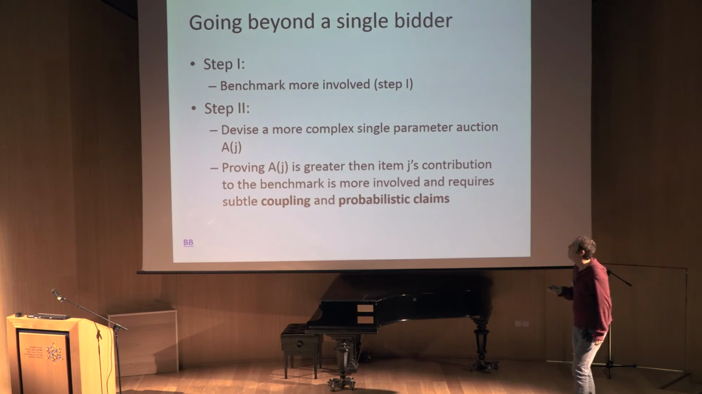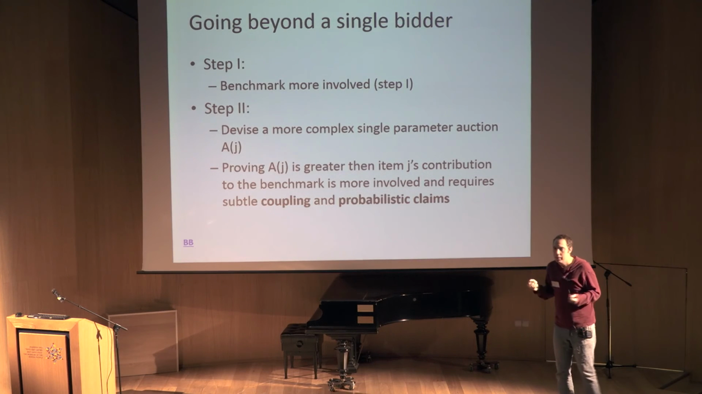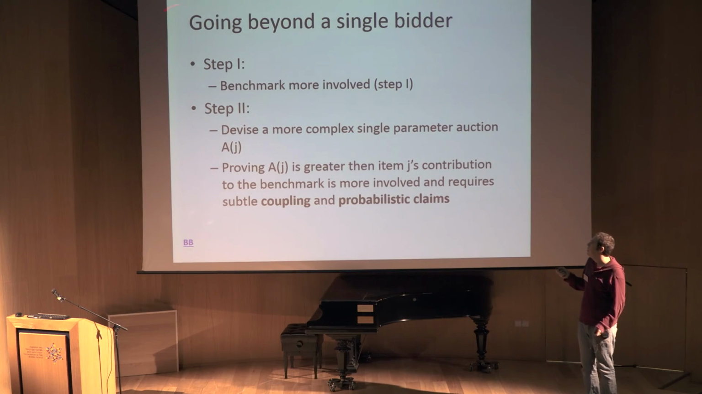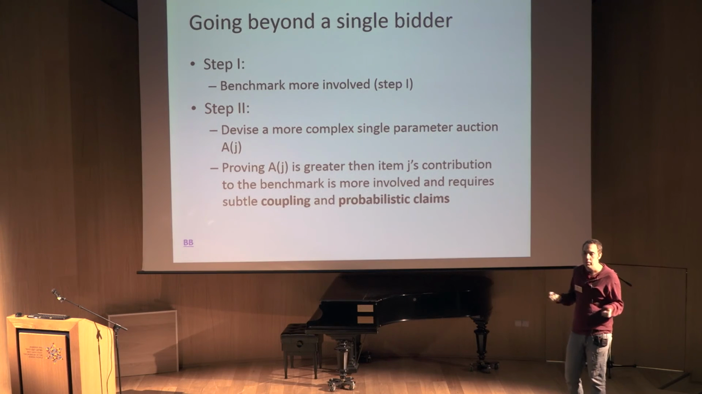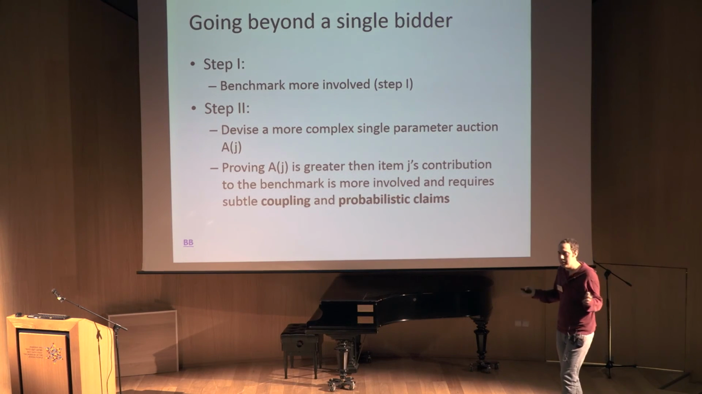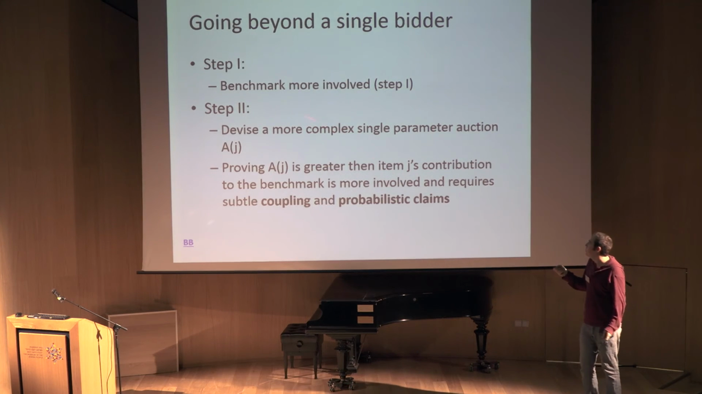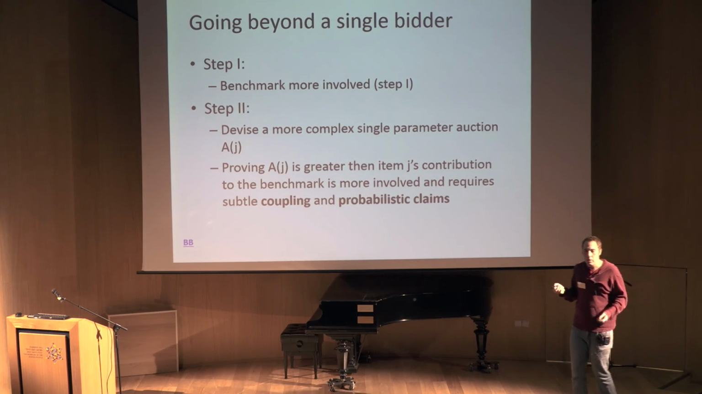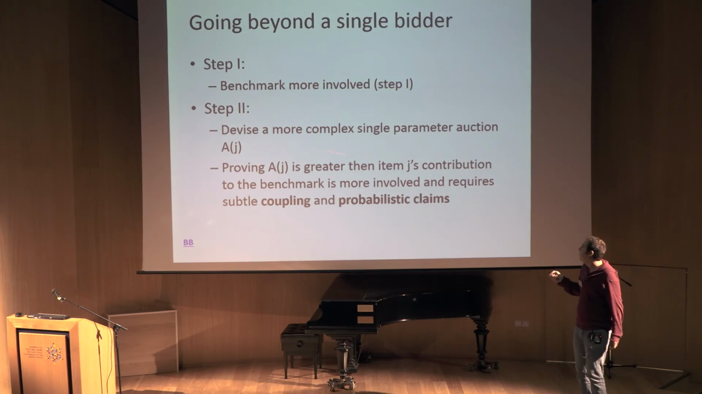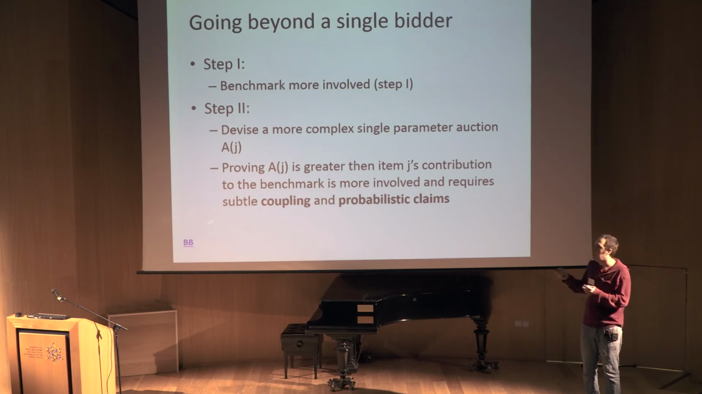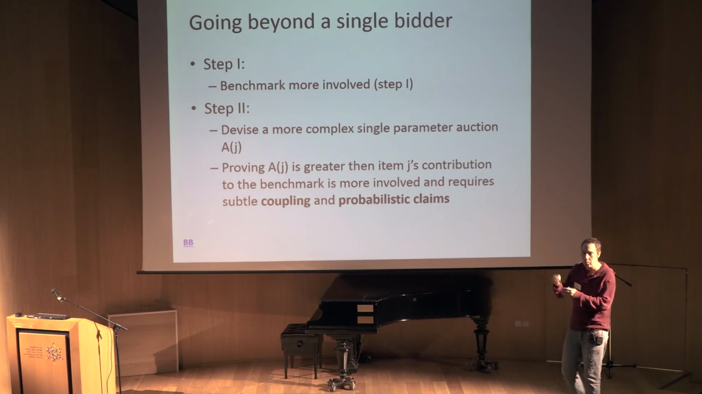And going beyond a single bidder, we have a couple of obstacles. The first is that the benchmark is much more involved. It has several bidders and has some dependencies between bidders. Therefore, we need to devise a much more complex single parameter auction, and we also need a different coupling because we have many more events. I won't get into details.